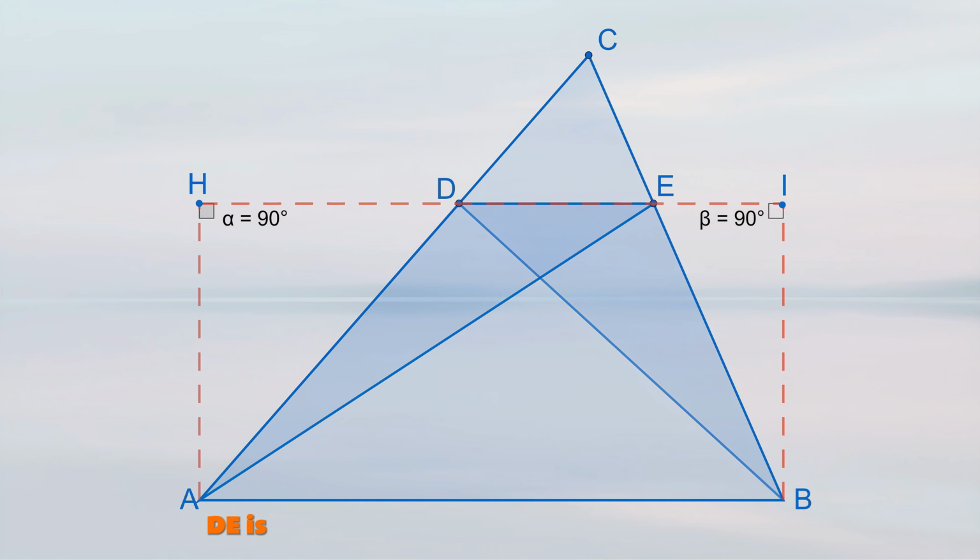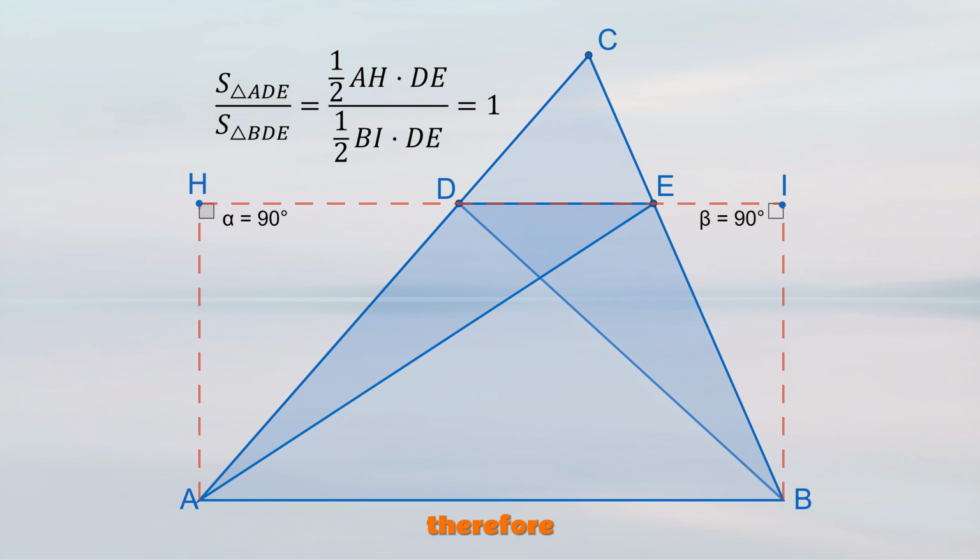DE is the common base of the two triangles. Therefore, the two triangles have the same height and same base length. Their areas must be equal.